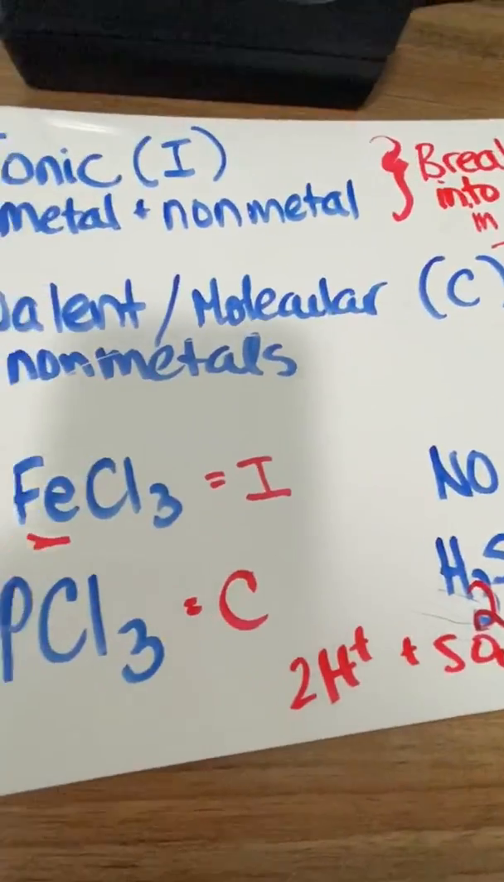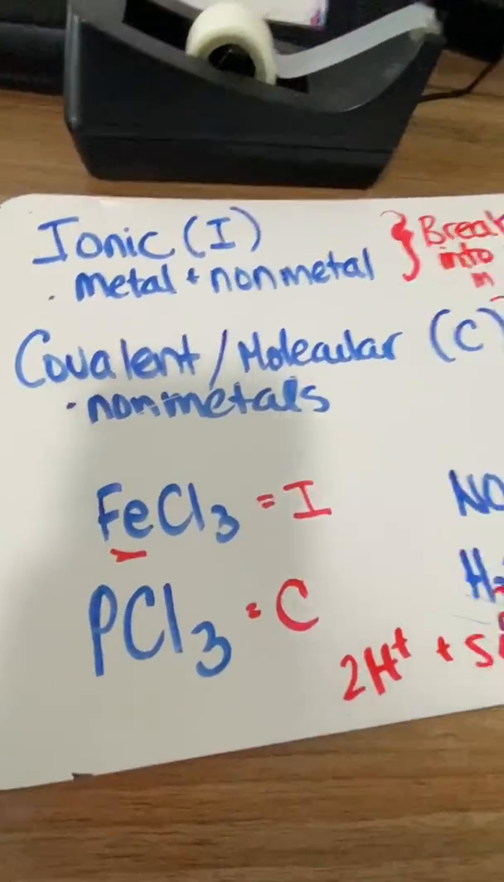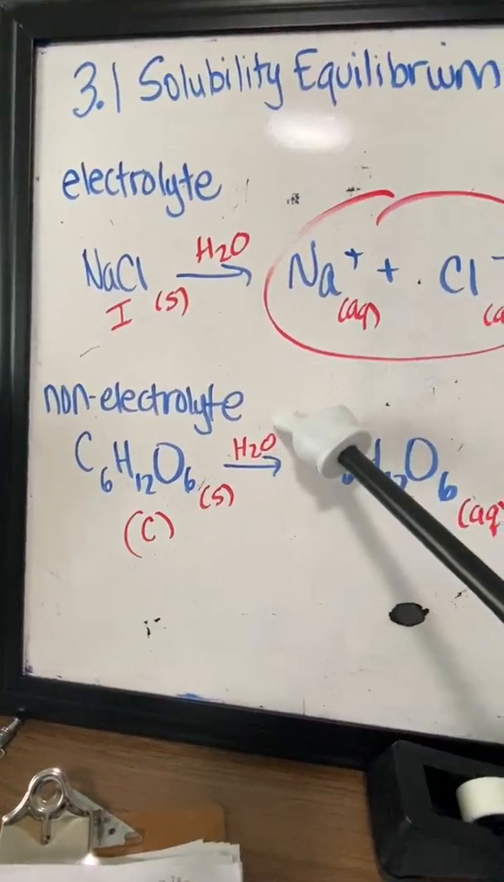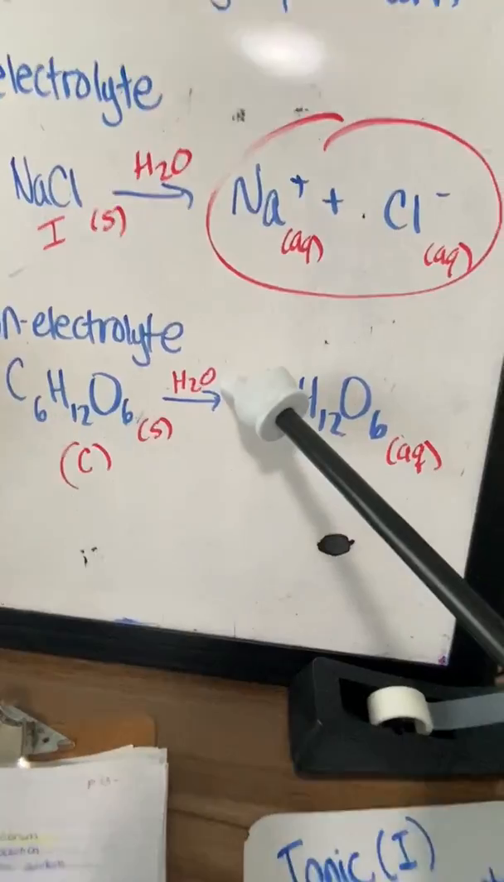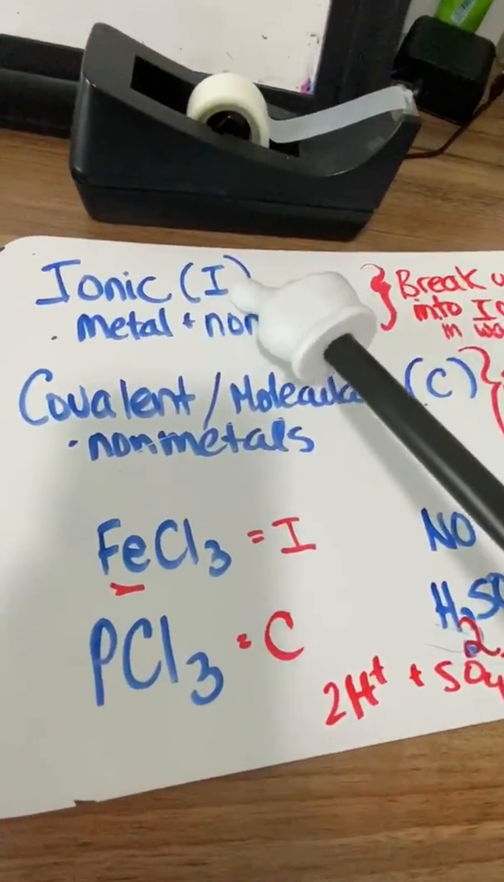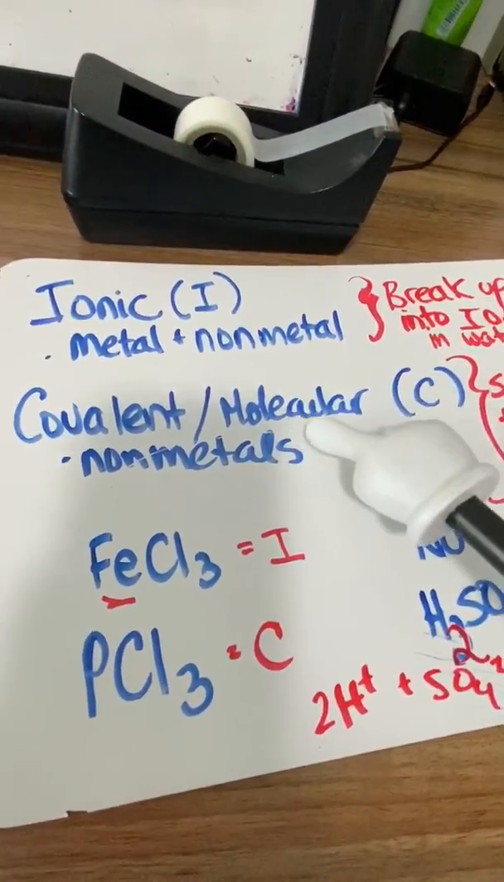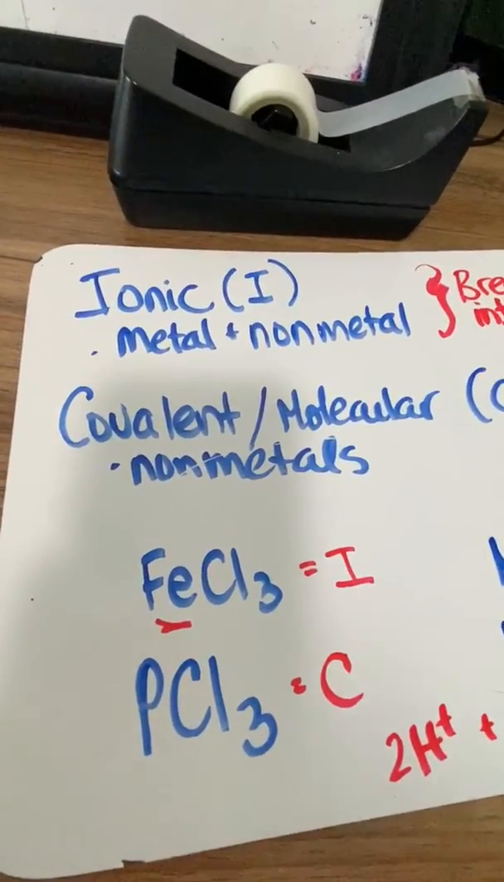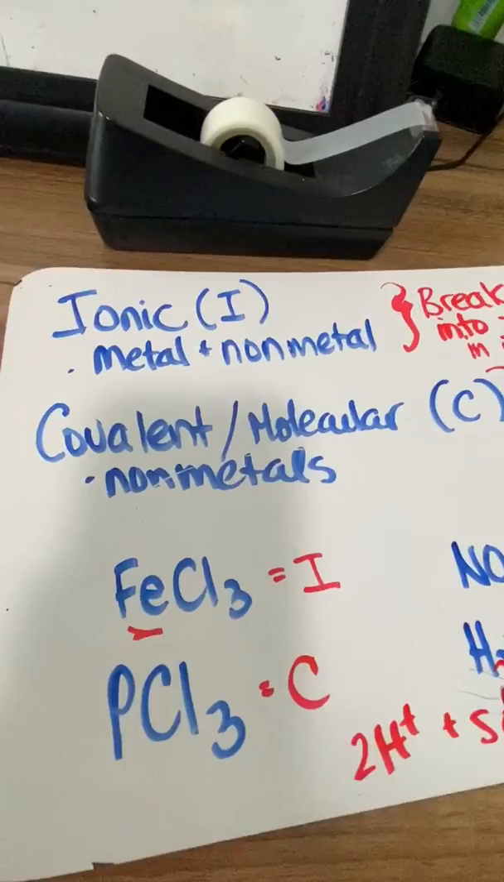So for this section, what you want to know is the difference between an electrolyte and a non-electrolyte, what happens when you add water, and then you also want to know how you tell if something is ionic and something is covalent. So that's a bit of a review from grade 11, okay? So you guys need to know what ionic and covalent are.